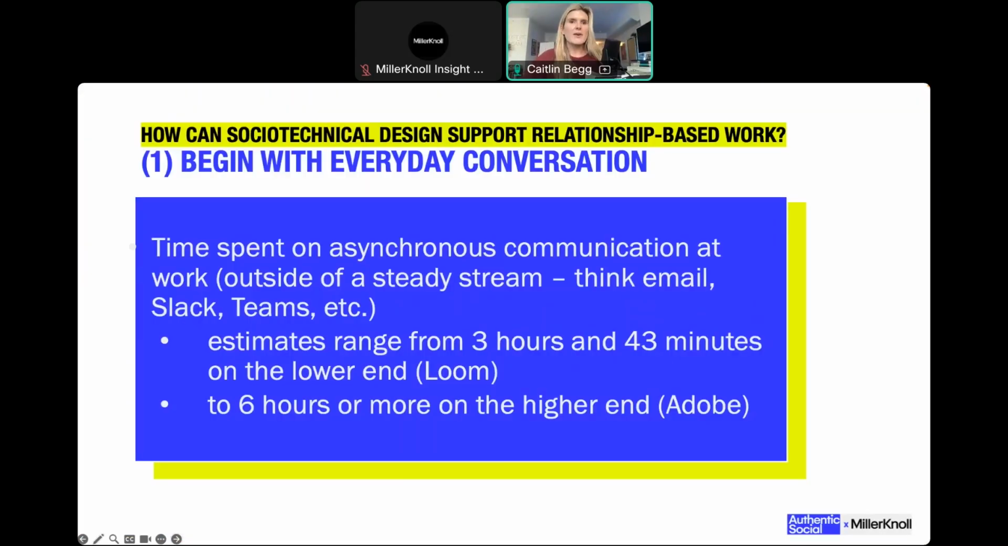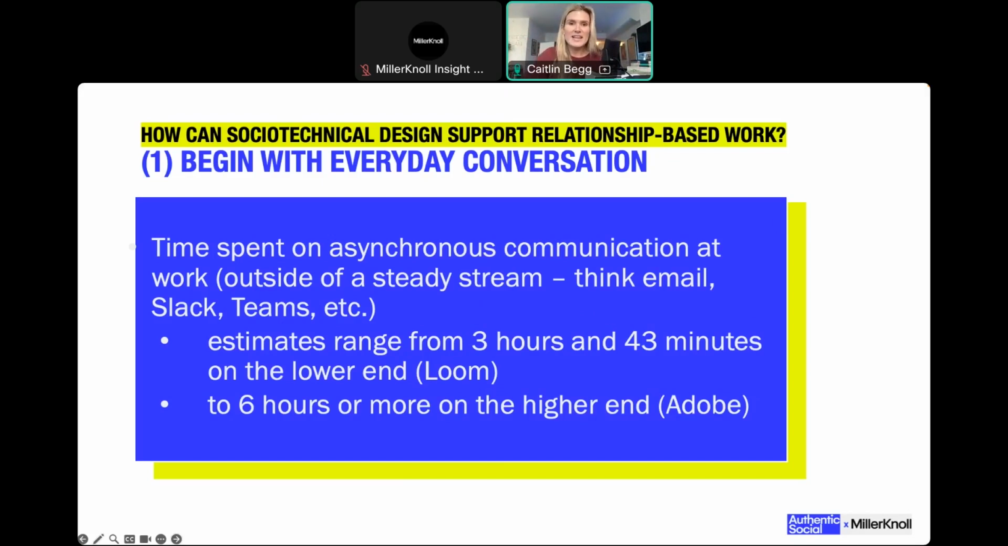And so when we're thinking about everyday conversation, a statistic that always gets to me is how much time people spend on asynchronous communication. So email, Slack, Teams. Estimates range from 3 hours and 43 minutes to 6 hours or more on the higher end.